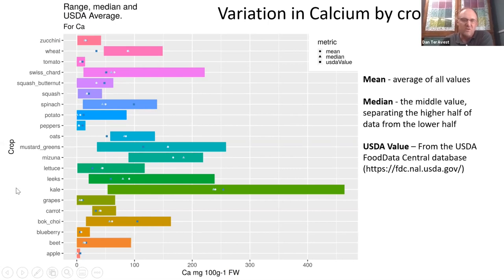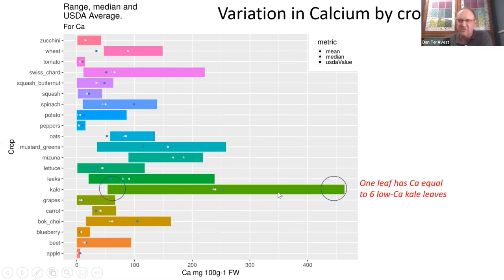If we were to look at the kale, for example, if we took one leaf of kale from up here and compared it to the leaves here, it would have six times as much calcium as these low calcium leaves. Or another way to say it is, someone like me who doesn't actually like to eat kale that much, looking for kale to eat, I would much rather eat one of these leaves than six of these. So I want this one. I just want to eat one leaf.